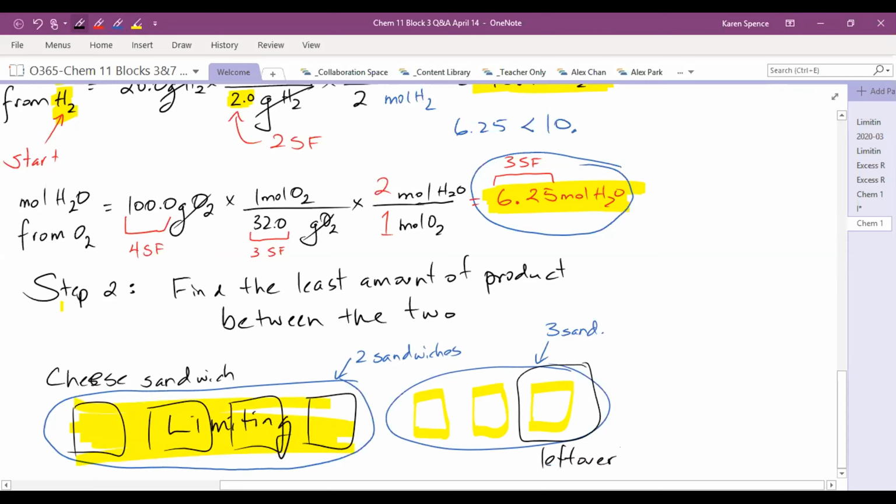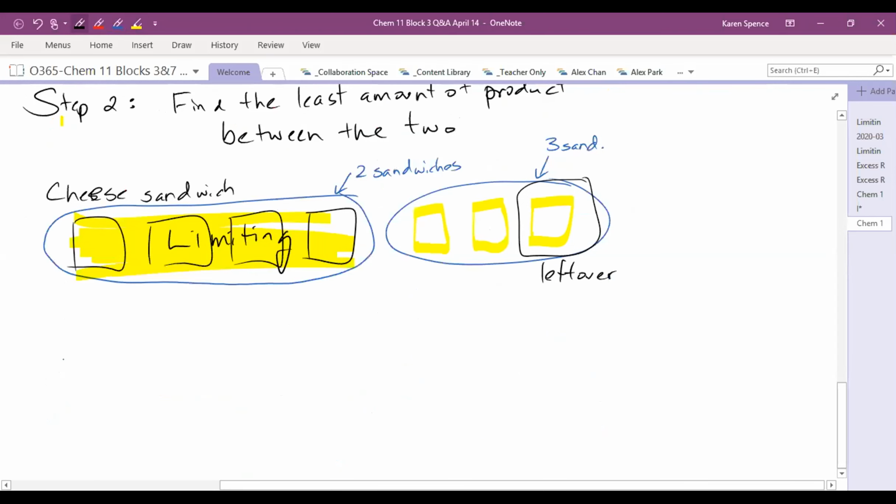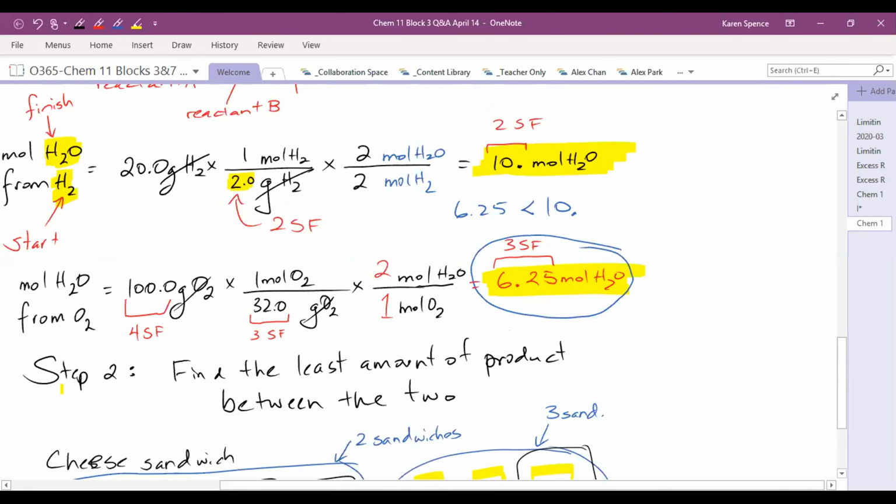Okay, so just like in the cheese example, we go back and we say, okay, we made 6.25 moles, so who is the limiting reactant from our question? Is it H2? Is it O2? Or is it H2O? Go back up so I can see. Good plan. There you go.